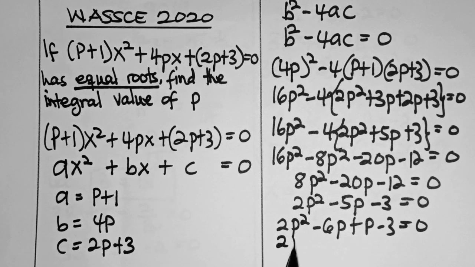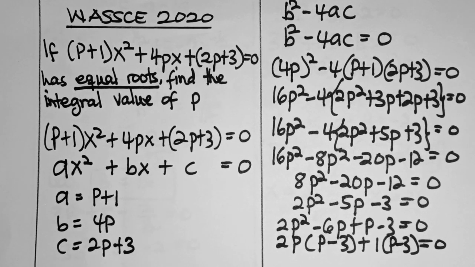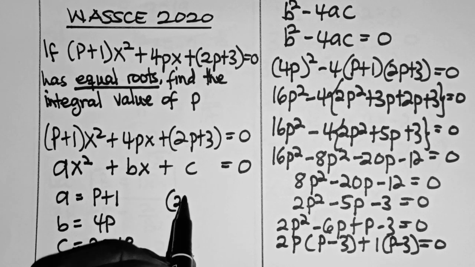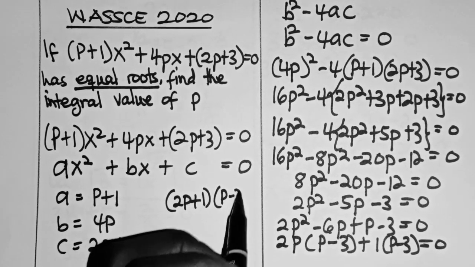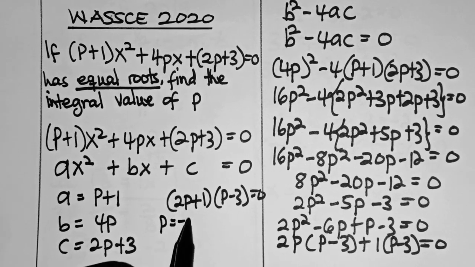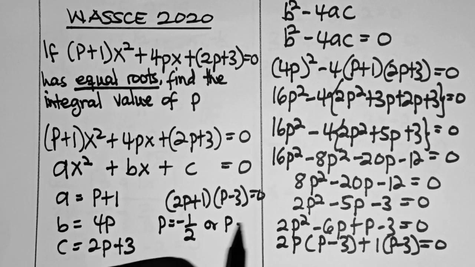So if we factorize 2p from here, we are left with p minus 3, then plus 1, p minus 3 is equal to 0. So let me continue from here. You see that we have in one bracket 2p plus 1, then in another bracket p minus 3 is equal to 0. So the values of p are p is equal to minus 1 over 2 or p equals 3.